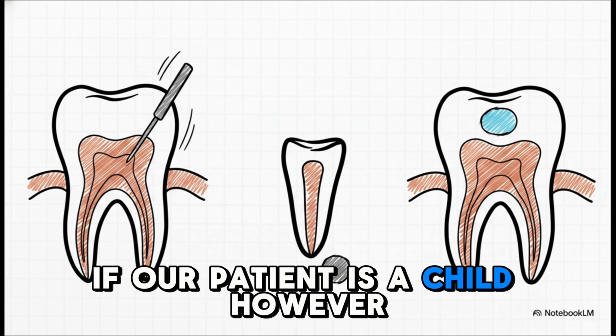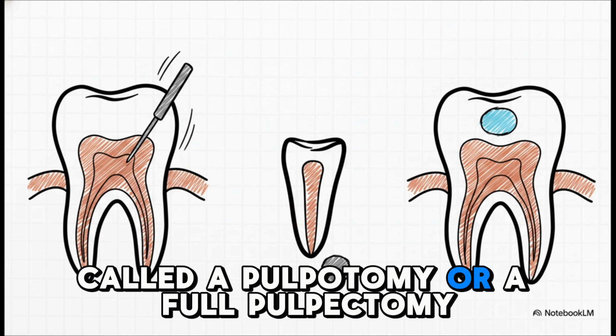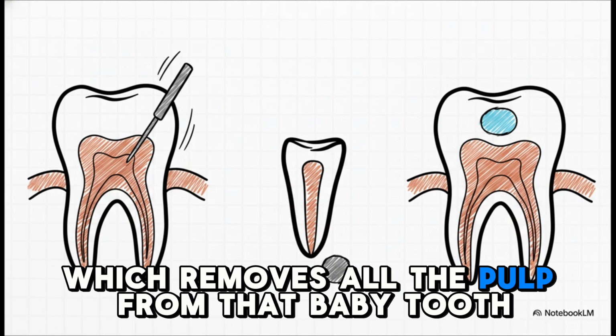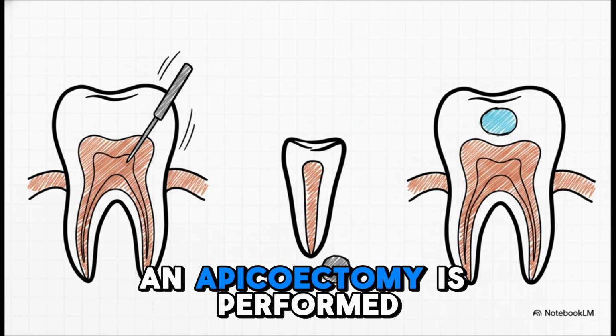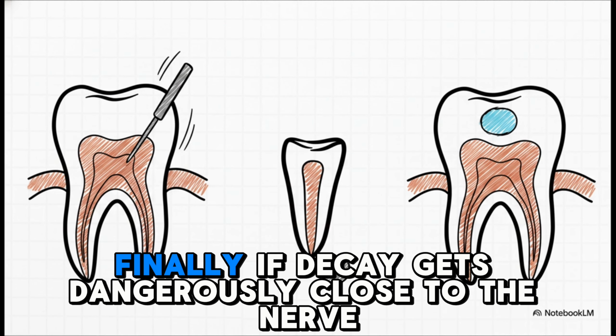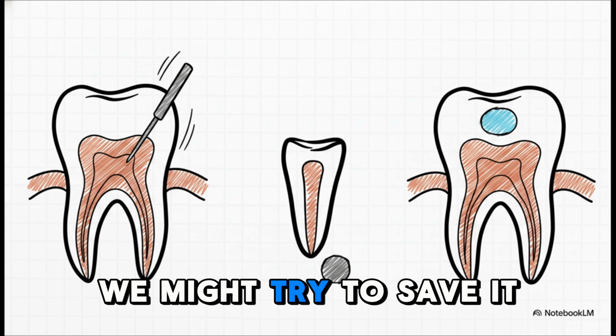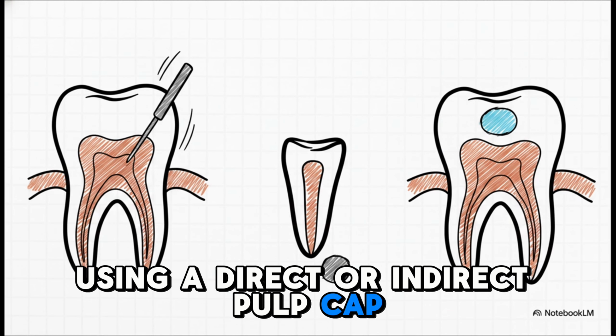If our patient is a child, however, we do what's basically a baby root canal, called a pulpotomy or a full pulpectomy, which removes all the pulp from that baby tooth. In really tough, extreme cases, an apicotomy is performed to surgically remove just the tip of a tooth's root. Finally, if decay gets dangerously close to the nerve but hasn't infected it yet, we might try to save it by placing medicine on or near it using a direct or indirect pulp cap.